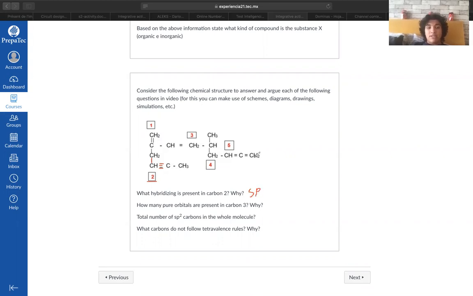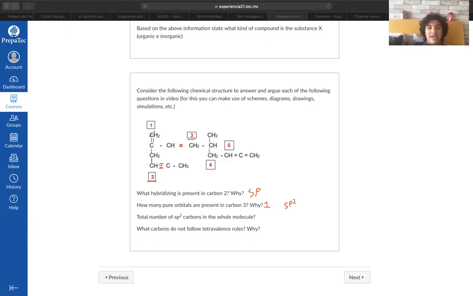Then, how many pure orbitals are present in carbon 3? We can identify carbon 3 and we know it is this one. Let's see. There are 2 bonds on one side and 1 bond on the other side. We can see that it is sp2, and sp2 has only 1 pure orbital according to the table our teacher gave us. That's how we can identify how many pure orbitals it has, by identifying its characteristic, which is sp2. I repeat, sp2.